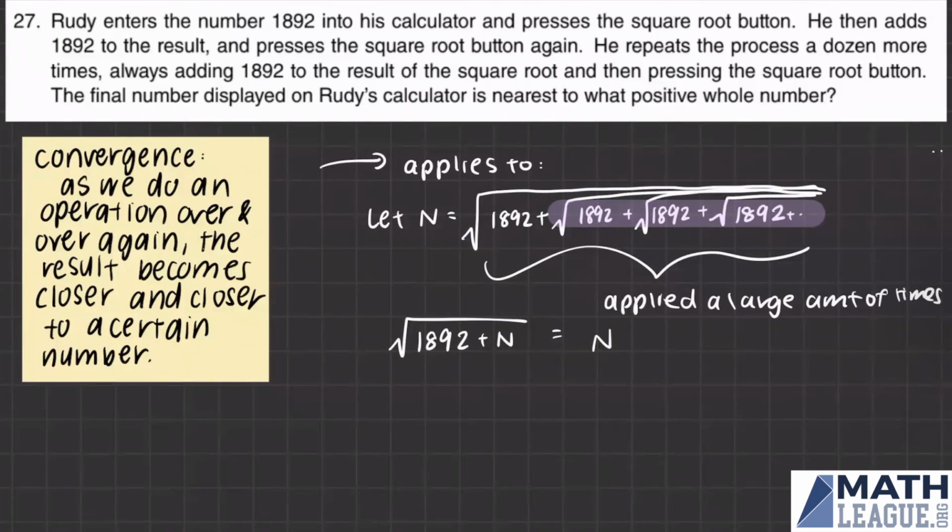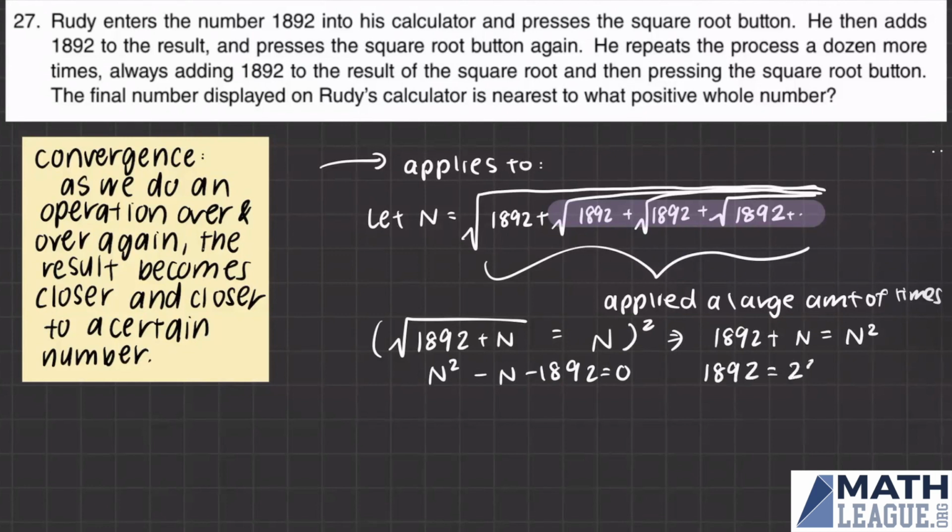Then we can solve for this equation. We first take the square of both sides. This gives us 1892 plus n is equal to n squared. Then rearranging, we get n squared minus n minus 1892 is equal to 0. To solve this, which is a basic quadratic, let's first find the prime factorization of 1892, which is 2 squared times 11 times 43, and that factorization would be 43 times 44.